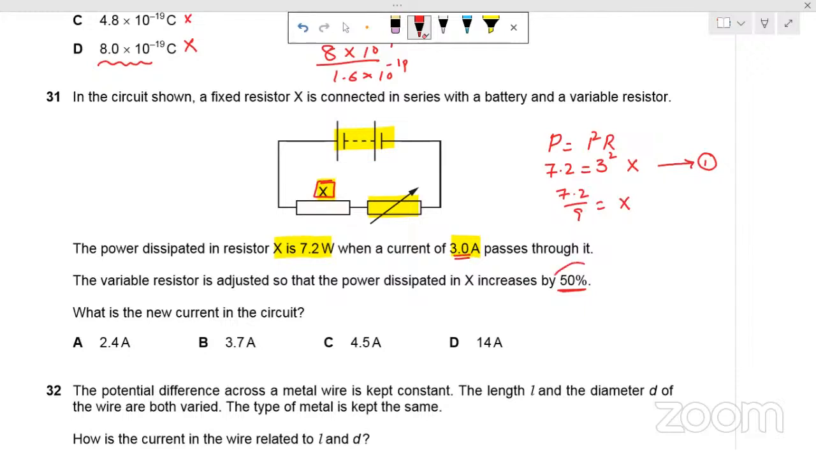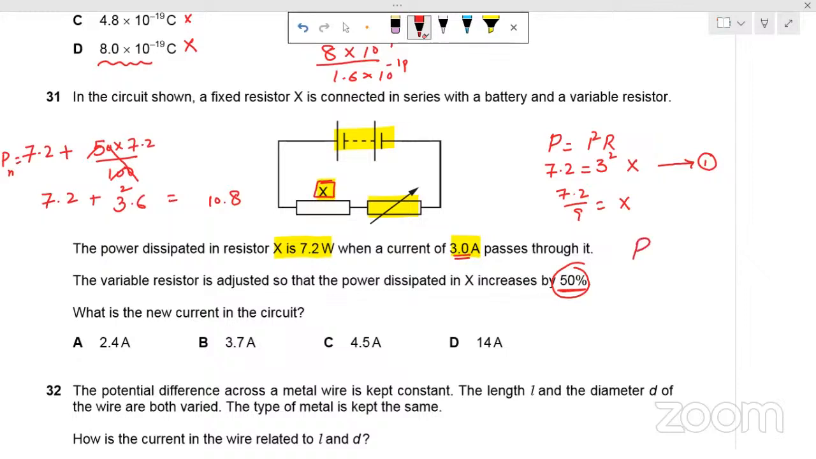Now, if the power has increased by 50%, what should be the new power? You know from your O level about percentage increase. So if 7.2 is increased by 50%, that will be 50% of 7.2 plus 7.2. This is the new power, which is 7.2 plus 3.6. So the new power is 10.8.